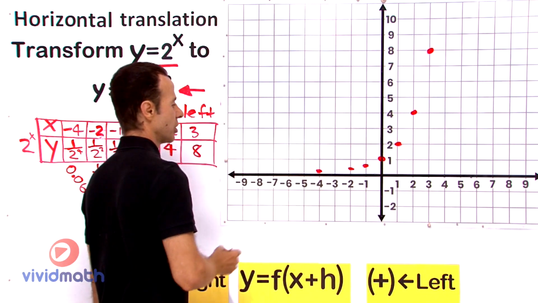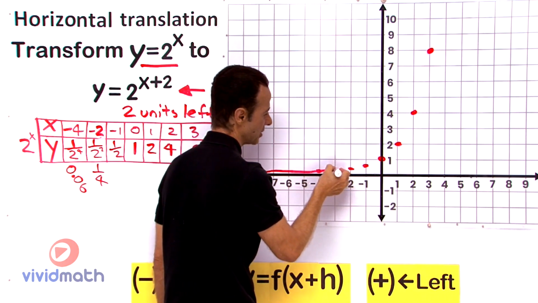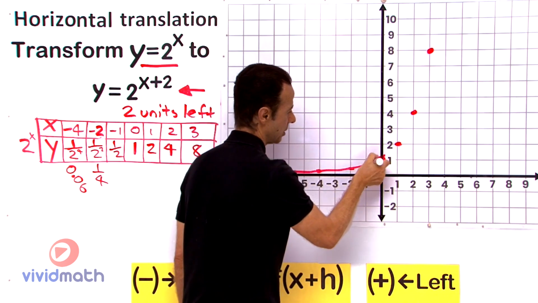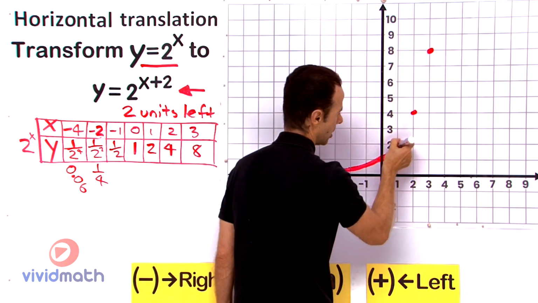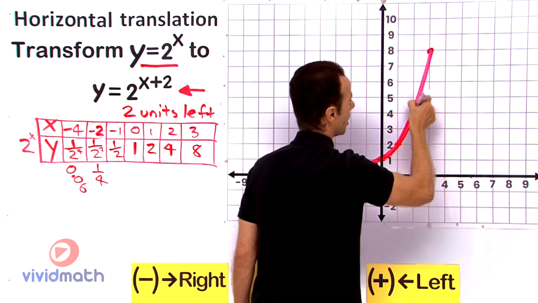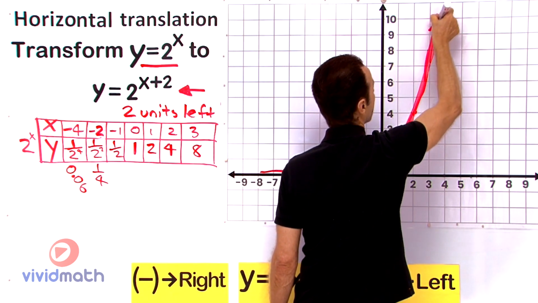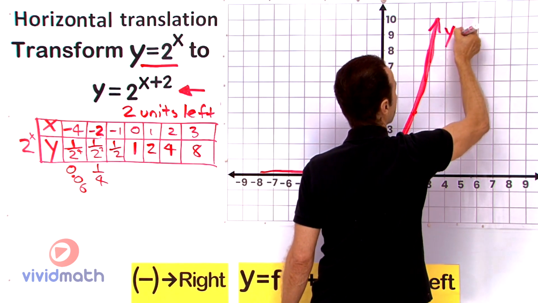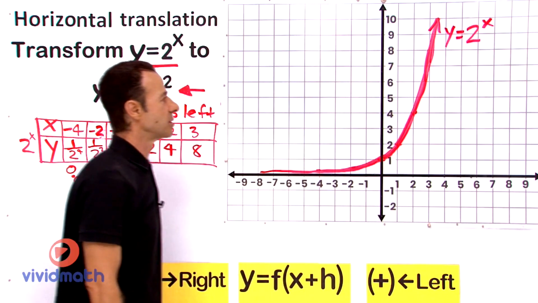So all we have to do is join the dots. It looks like it's pretty close here, not touching the x-axis, starting to come up. There we go, we're starting to come up. It's coming up rather steep. Okay, that's y equals 2 to the power x. That is our parent function.